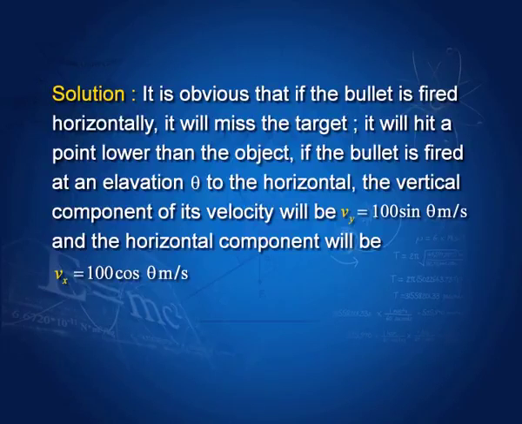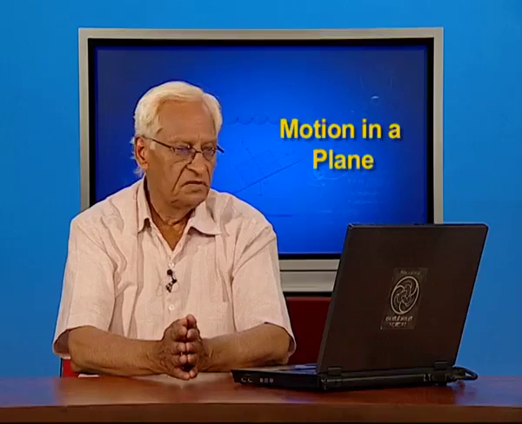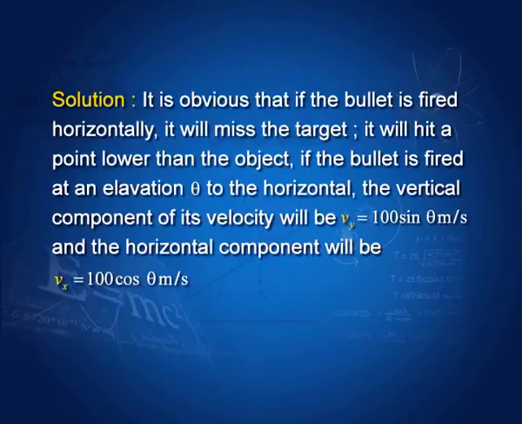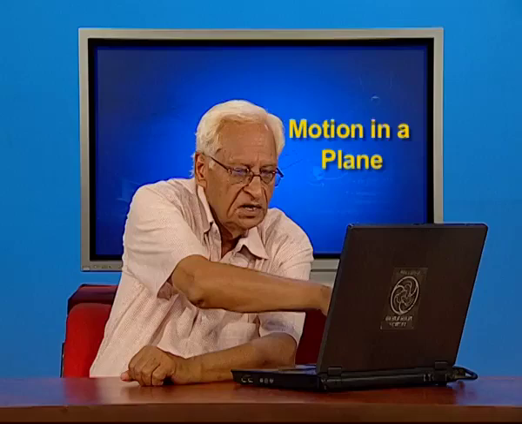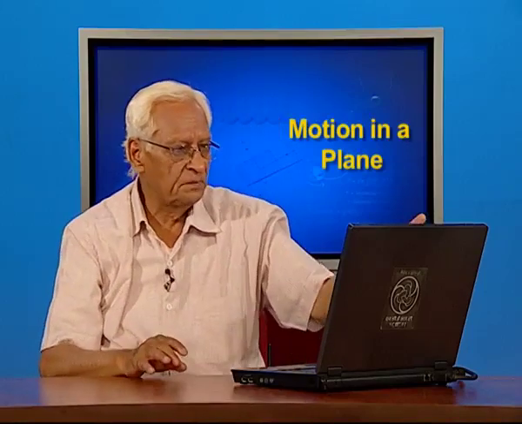If the bullet is fired at an elevation of theta to the horizontal, the vertical component of its velocity would be V y equal to 100 sin theta meters per second, and the horizontal component will be V x equal to 100 cos theta meters per second. Now, we know how far the target is. So, we know the range; with this velocity, we find the range and then we will fit in with the equation to find theta. So, let us go step by step.